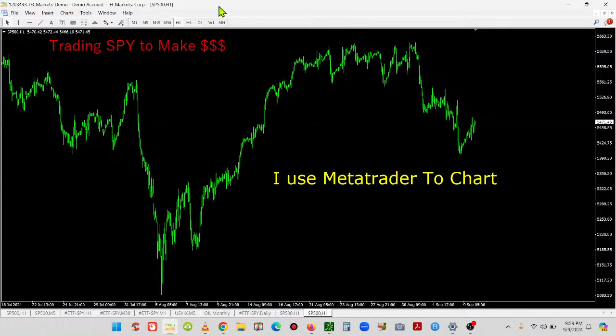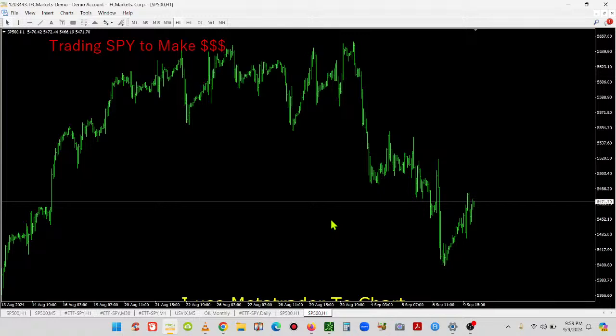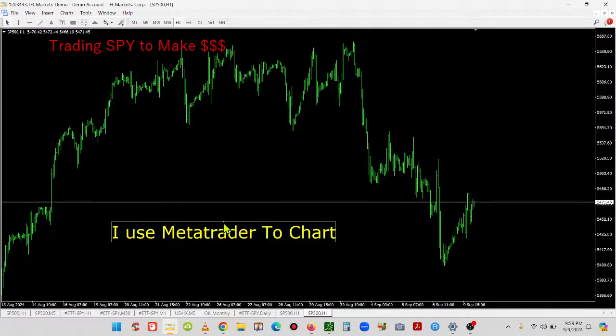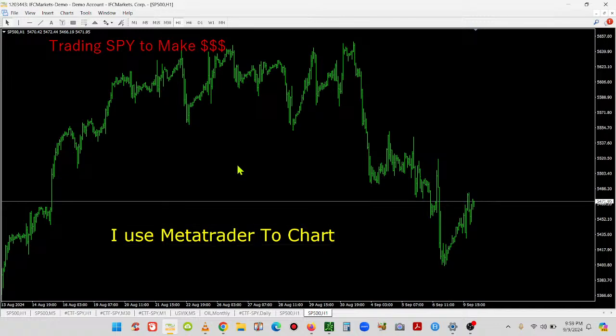So we can clearly see that the market is breaking down in the hourly time frame.